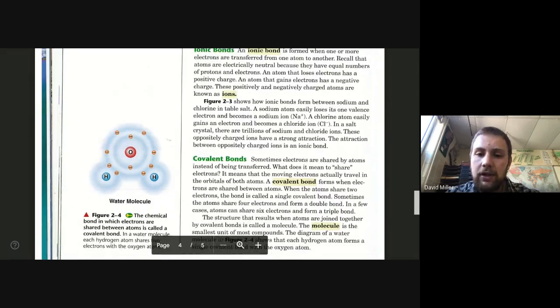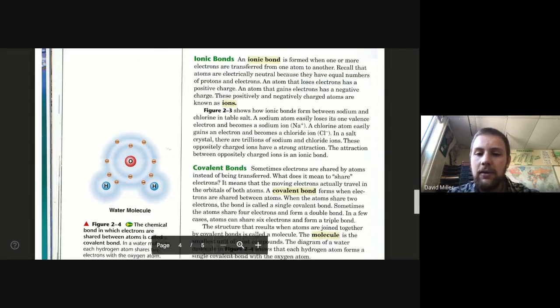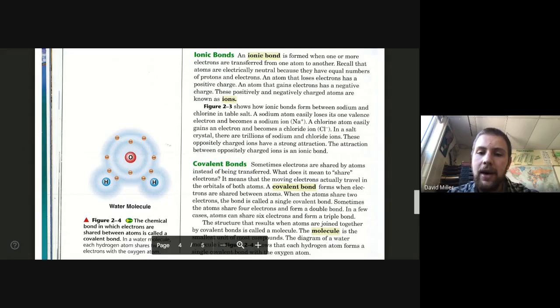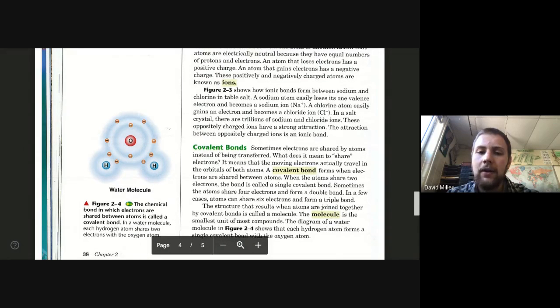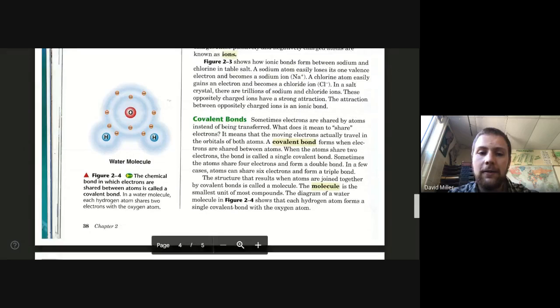Figure 2.3 shows how ionic bonds form between sodium and chlorine in table salt. A sodium atom easily loses its one valence electron and becomes a sodium ion. A chlorine atom easily gains an electron and becomes a chloride ion. In a salt crystal, there are trillions of sodium and chloride ions. These oppositely charged ions have a strong attraction. The attraction between oppositely charged ions is an ionic bond.